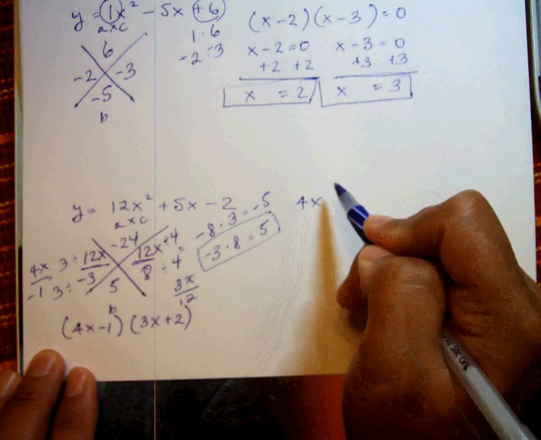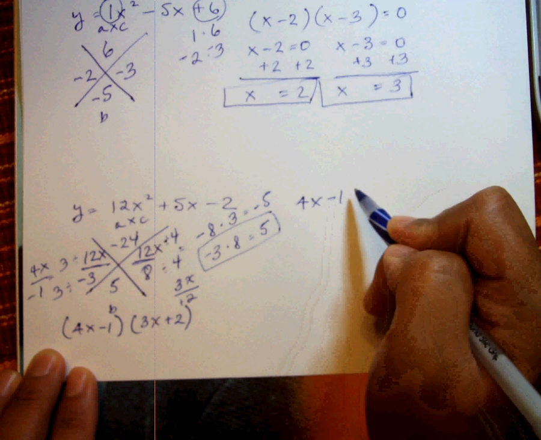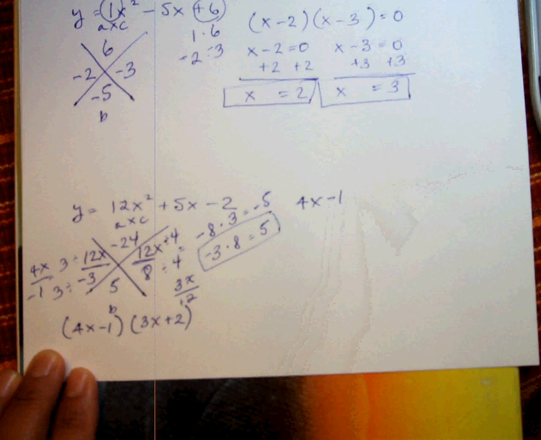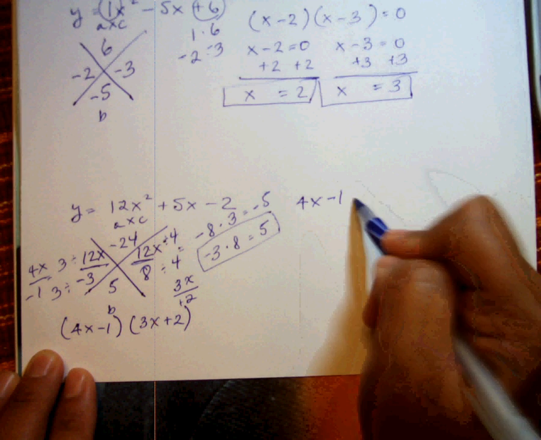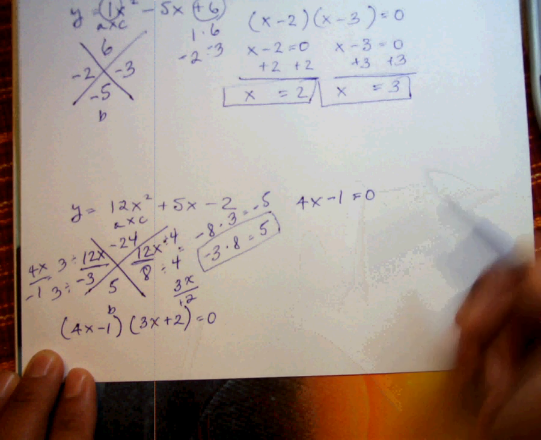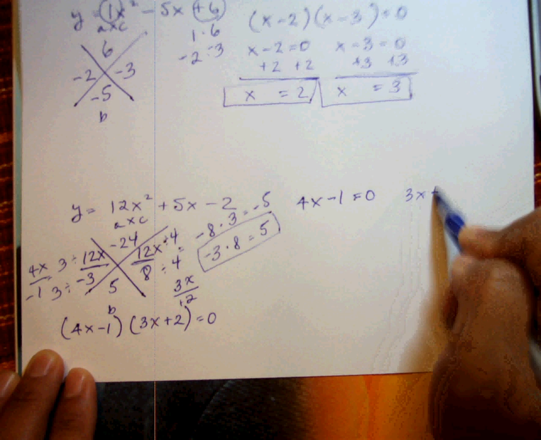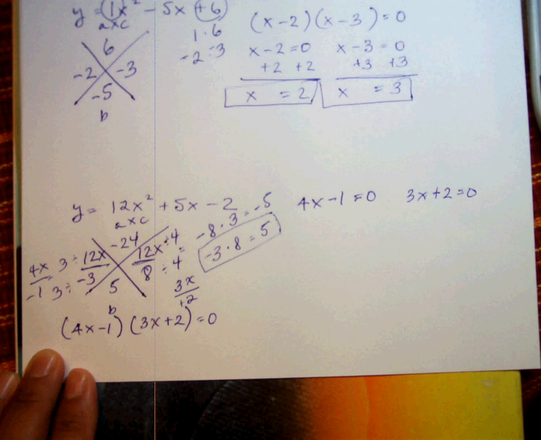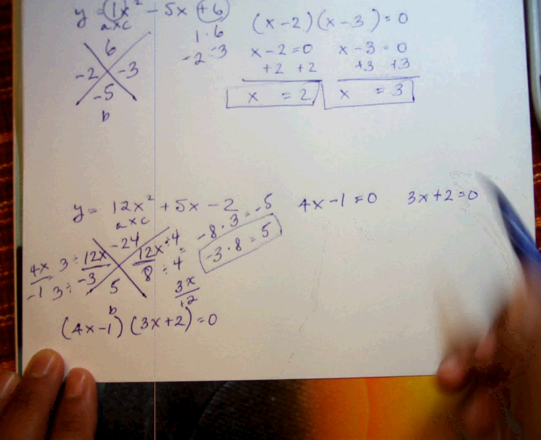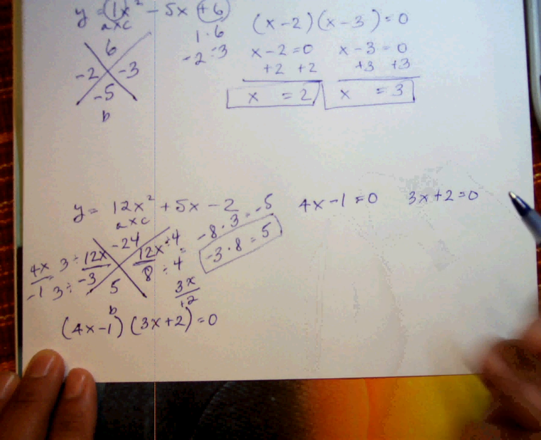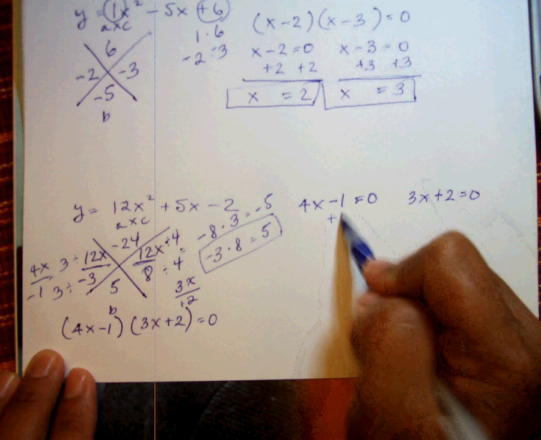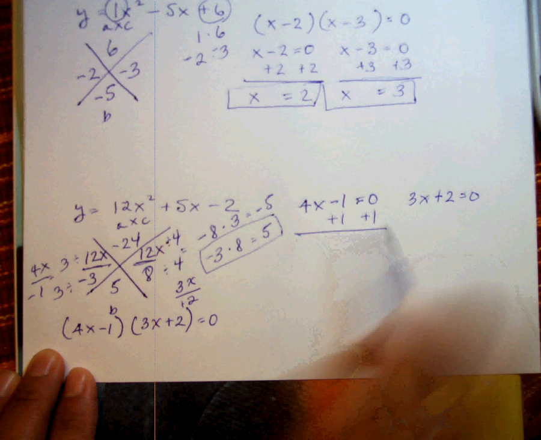4x minus 1. Let me get this a little bit more here. 4x minus 1 equals 0. And then 3x plus 2 equals 0. Solve for x. So this one is not going to be a whole number. This is going to be a fraction. And it's okay, because when you solve it, it will give you a fraction.